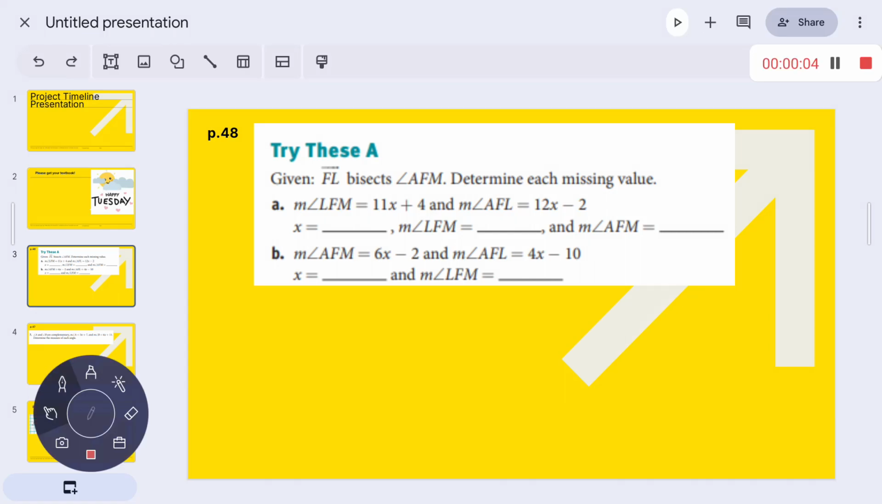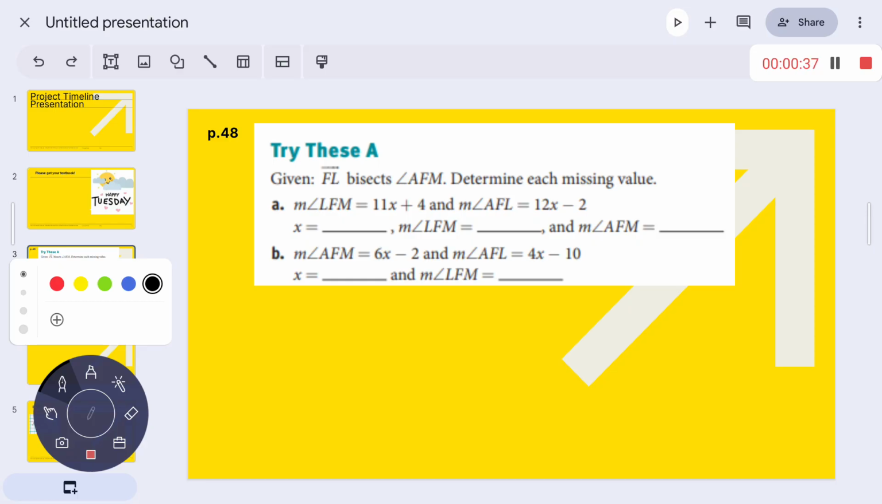Hey everyone, make sure you have your textbook right now and you are on page 48. You should be at the bottom of page 48. Okay, so we are going to do the try these, and I'm going to make sure I sketch it. Now, I might not be sketching it super accurately because I do not know the value of my angles right now. But this says, given FL, line segment or ray FL, I think it's a ray, bisects angle AFM, determine each missing value.